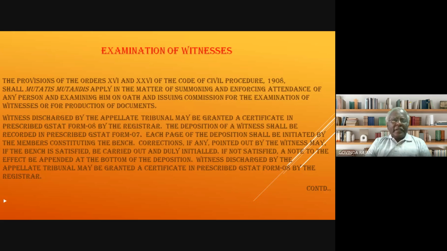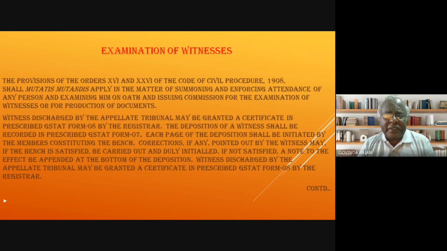Examination of witness. We deal with it separately. The provisions of Orders 16 and 26 of the Code of Civil Procedure shall apply in the matter of summoning and enforcing the attendance of any person, examining on oath, and issuing a commission for examination. Normally in quasi-judicial cases, there is no examination of evidence or cross-examination of persons. All are only in the form of affidavit. If it is required to examine witnesses, then the procedure of the CPC should compulsorily be followed.